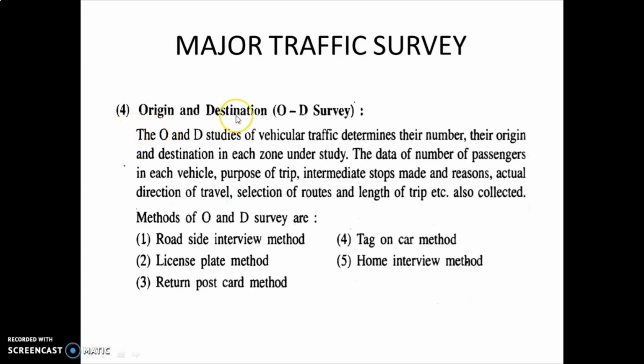The fourth method is origin and destination, a very popular one, which is also called the OD survey. The O and D studies of vehicular traffic determine their number, their origin and destination in each zone under study. O means origin, D means destination. The data of the number of passengers in each vehicle, purpose of trip, intermediate stops made and reasons, actual direction of travel, selection of routes and length of trip, etc. are also collected in this origin and destination survey.